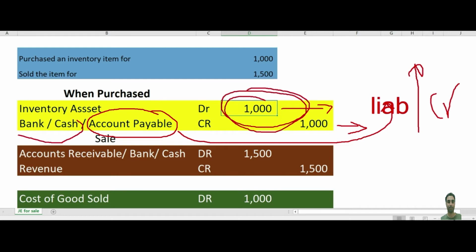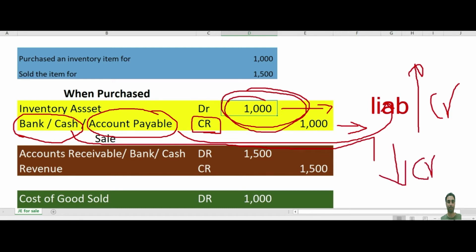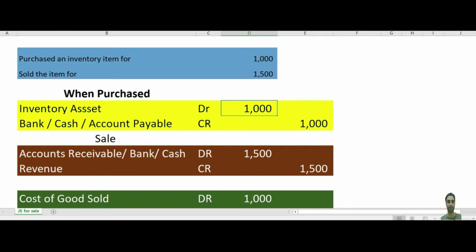And if we have purchased this on bank or cash, then why are we crediting? This means that we are decreasing our asset, and decrease in asset is what? Credit. Okay, so these are the reasons for the debit and credit of this purchase.